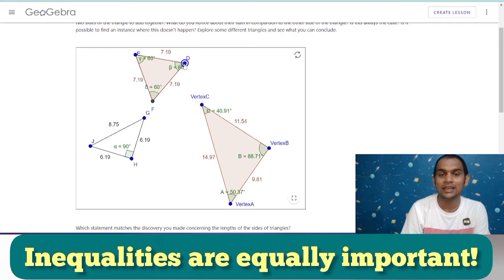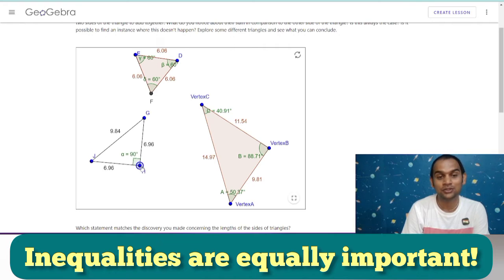This is possible in any triangle which we take. Now, over here, as you can observe, triangle DEF is an equilateral triangle. In that equilateral triangle, all the angles are equal, so all the sides will also be equal, and that is what we observe over here. Now, triangle GHJ, this particular triangle is an isosceles triangle.